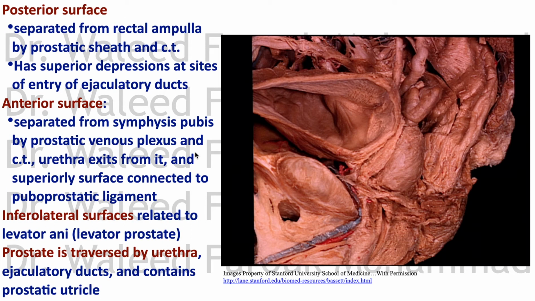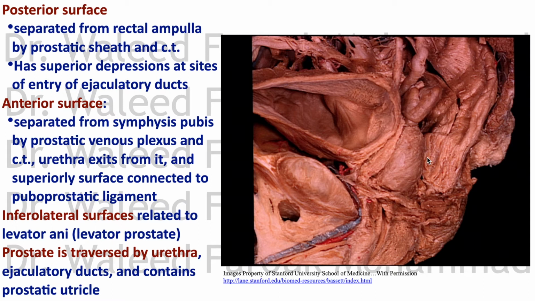The posterior surface of the prostate, see in this specimen, this is the prostate, this is the base, this is the apex, this is the anterior surface and the posterior surface, and this is an infralateral surface. Posteriorly, it faces the ampulla of the rectum, separated from it by the prostatic sheath and connective tissue.